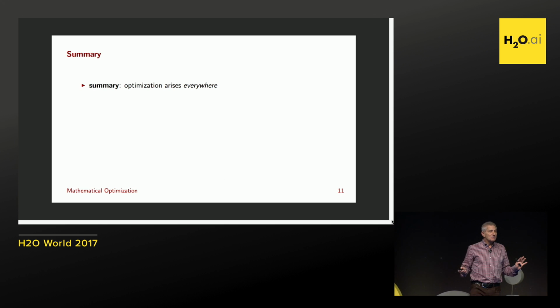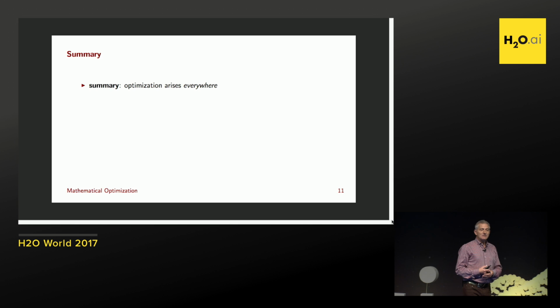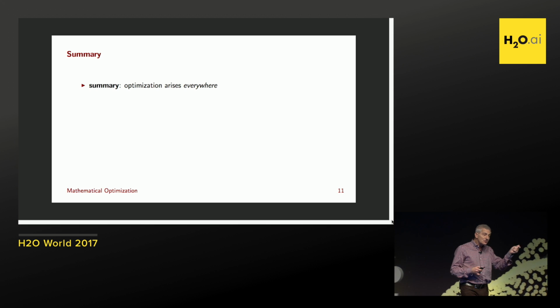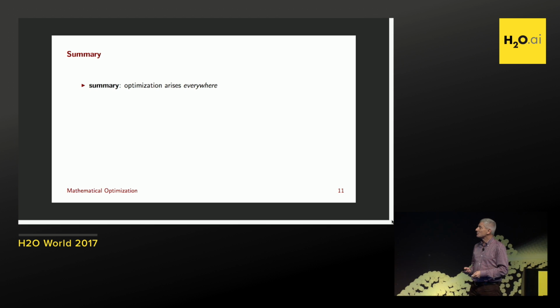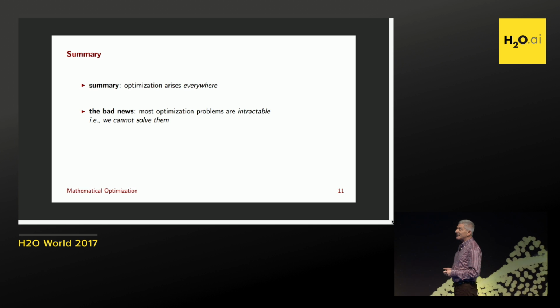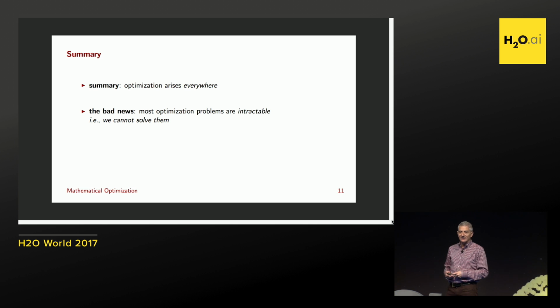So the summary is, optimization comes up everywhere. It's in making good actions. It's doing control, things like that. It's in finance. It's in all sorts of areas. And it's also in areas like machine learning, where you're actually choosing parameters in a model. Now the bad news: we can't solve optimization problems. So that's the bad news.